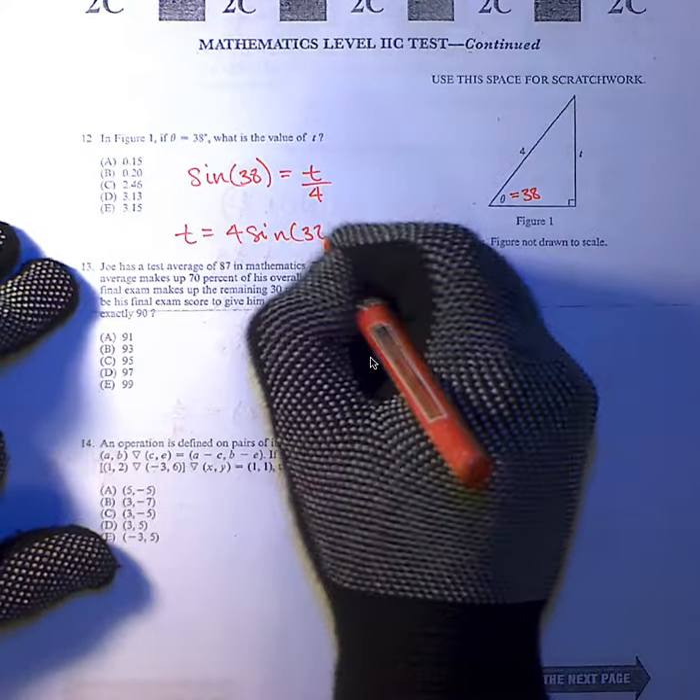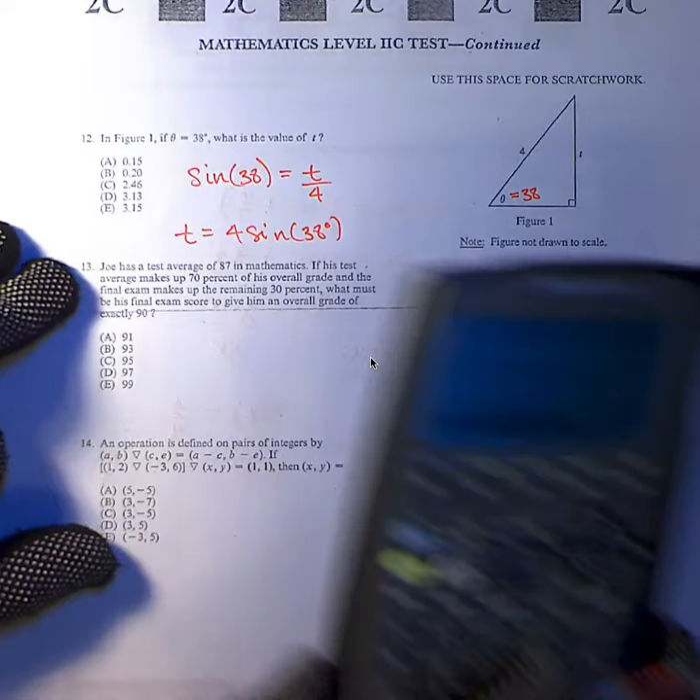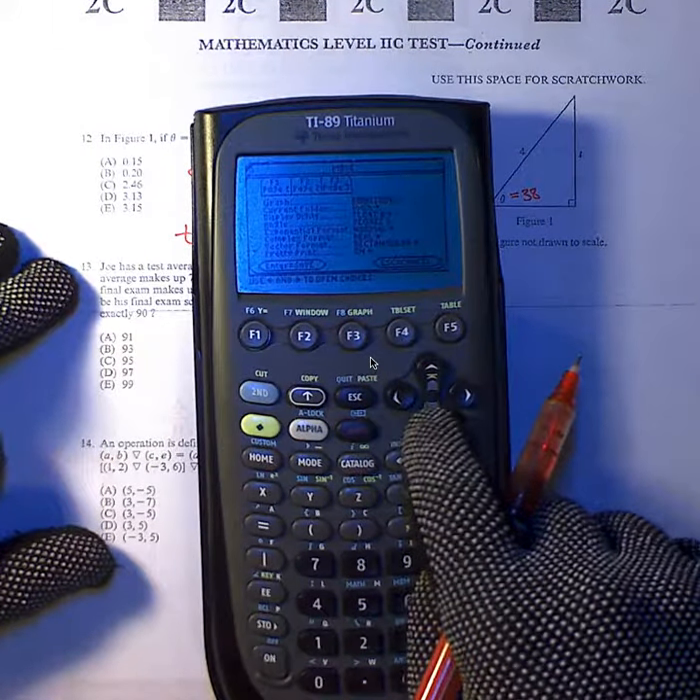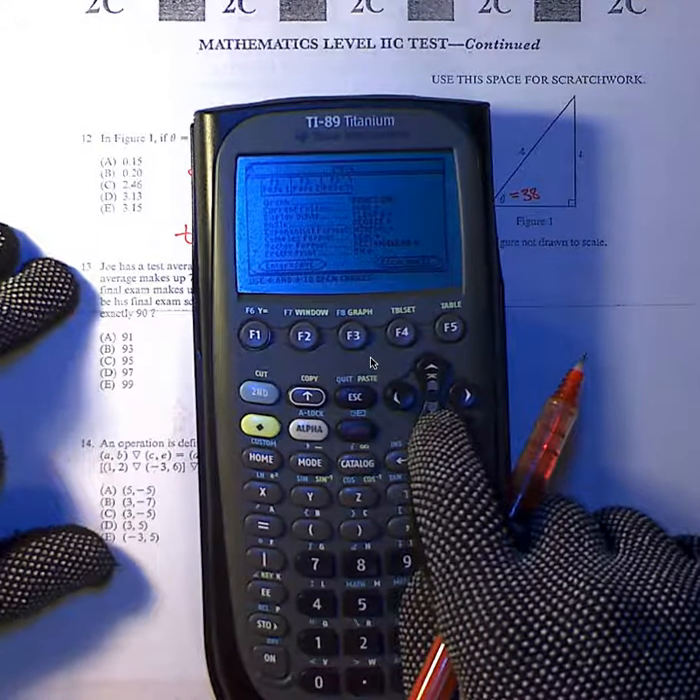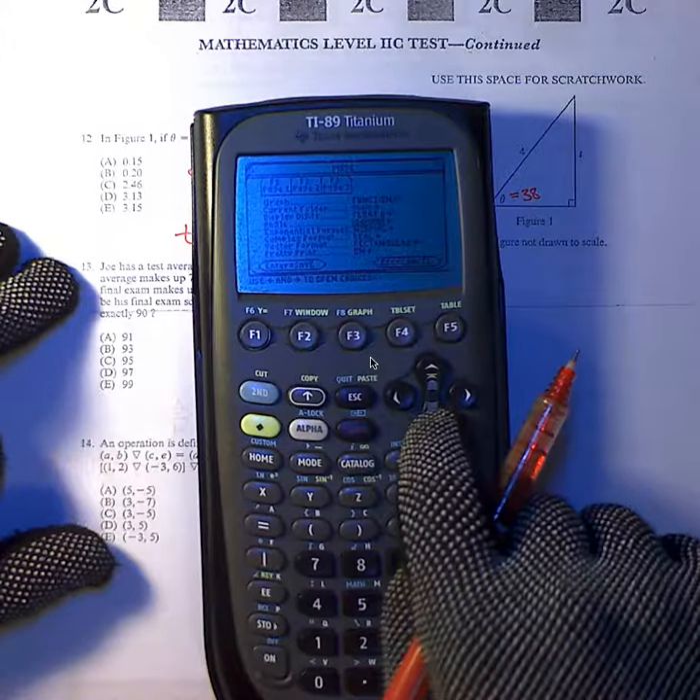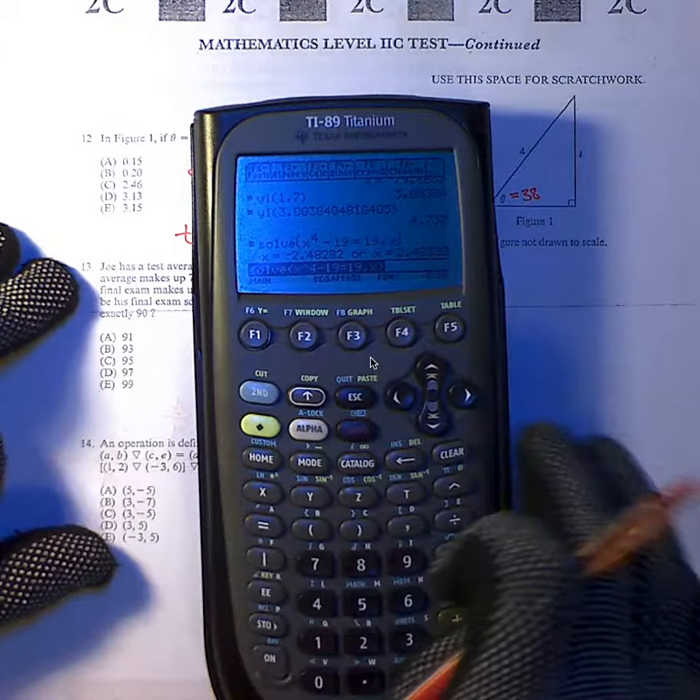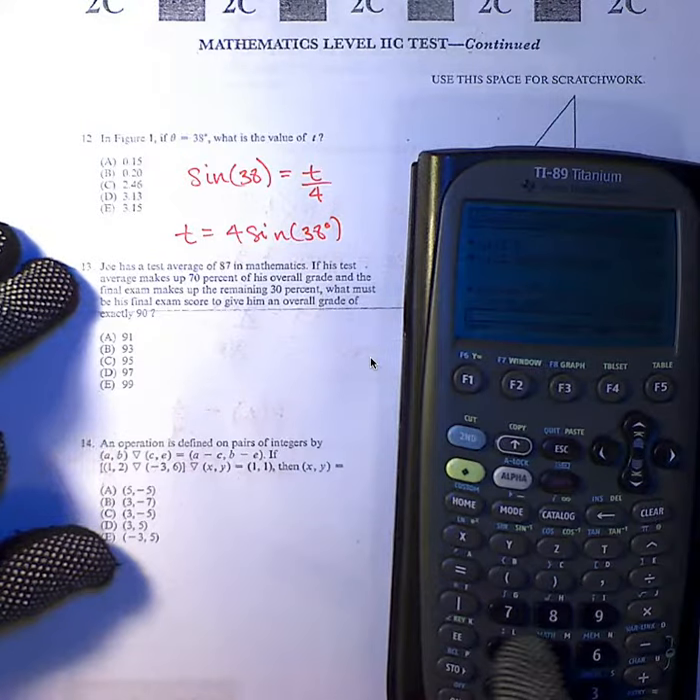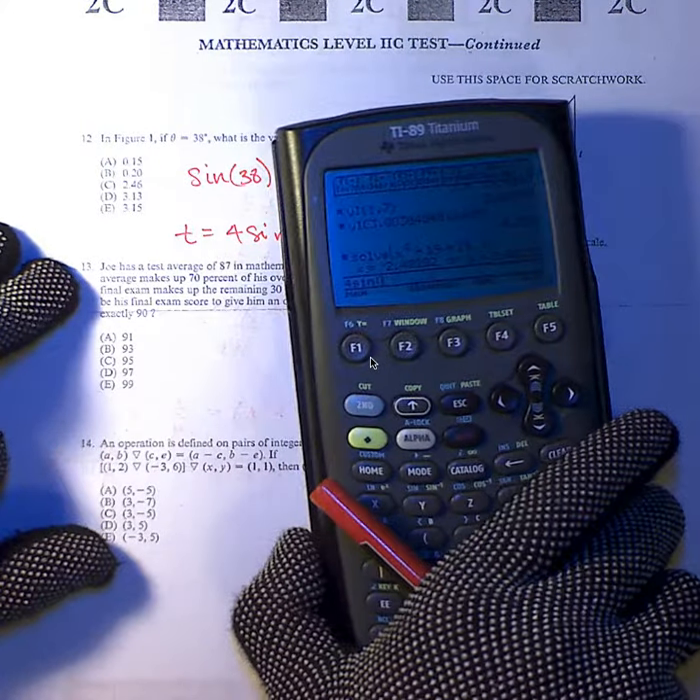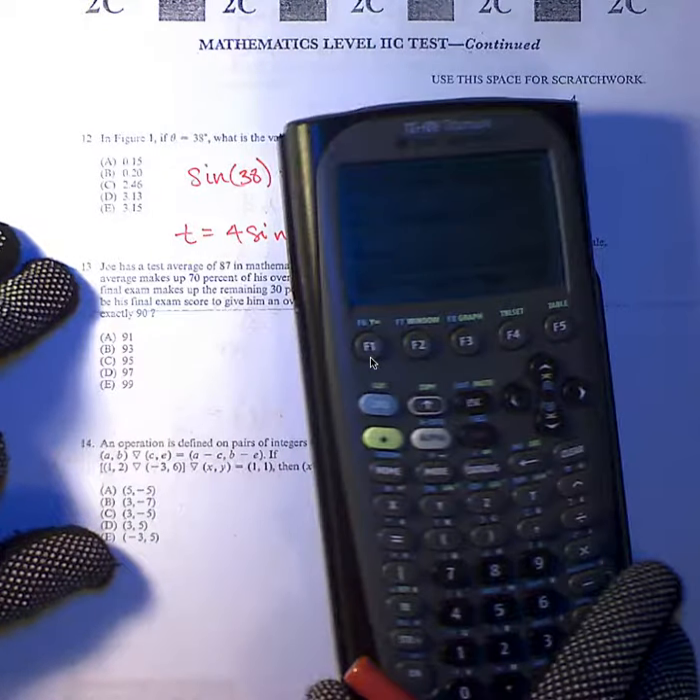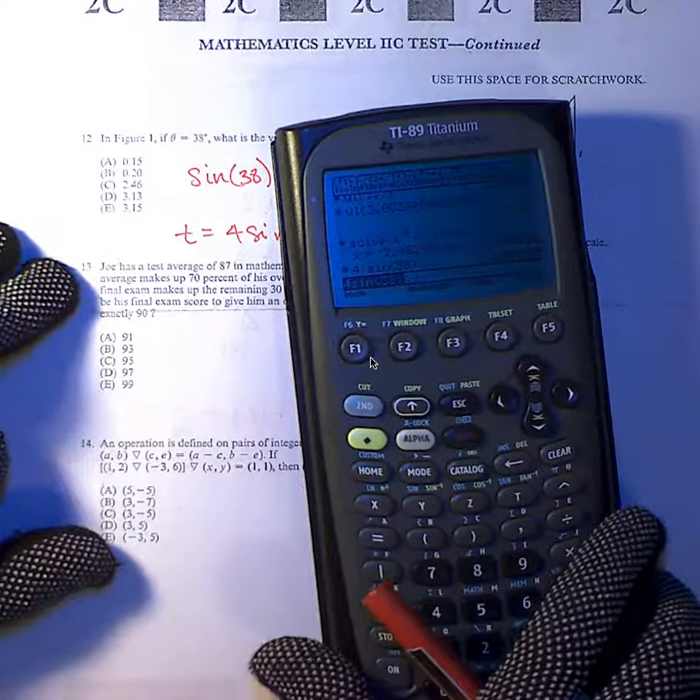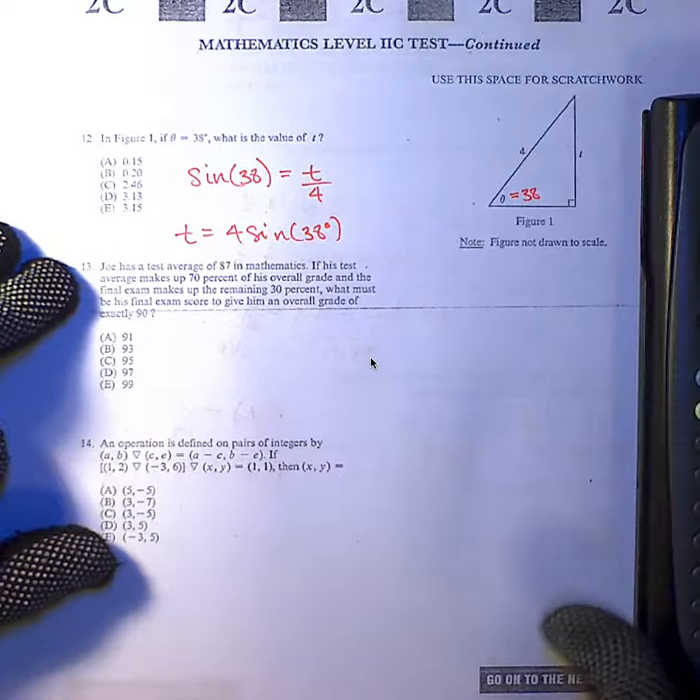Now, very important to make sure that you are in degree mode versus radian mode, and all the mode changes happen right here. So right now, I want to make sure that I am in degree mode. Are we in degree mode? Yes, that says degree. So we're good to go. From the home screen, we want 4 times sine of 38. There we go. And that's 2.46, and that's an answer choice.